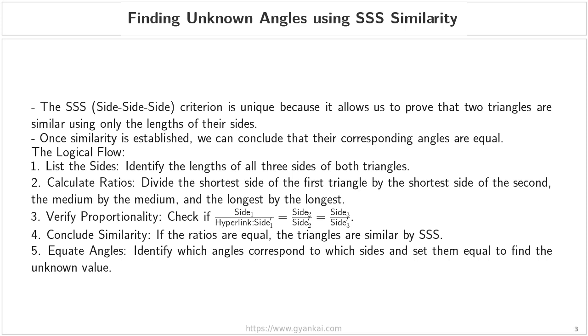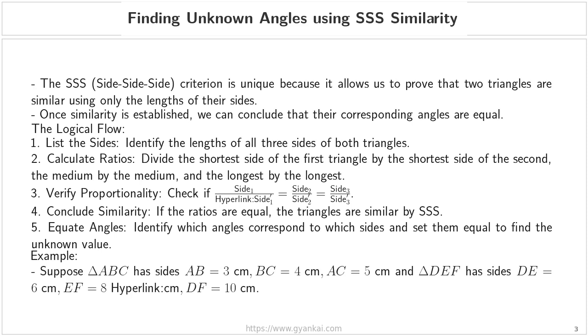Third, verify proportionality. You are checking to see if the ratio of side 1 over side 1 prime equals the ratio of side 2 over side 2 prime, which also equals the ratio of side 3 over side 3 prime. Fourth, if all these ratios are identical, you can officially conclude the triangles are similar by the SSS criterion. Finally, once similarity is proven, you can equate the angles. Identify which angles sit between the corresponding sides and set them equal to find any unknown values.